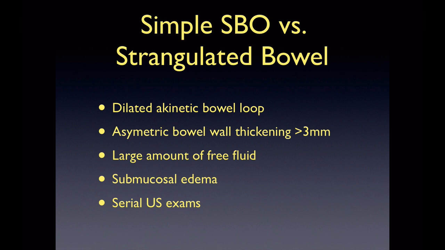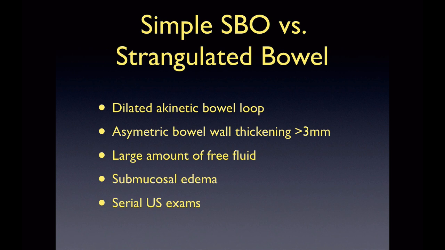According to a study by Ogata et al., abdominal ultrasound is also useful in evaluating for bowel strangulation. Ultrasound findings suggestive of strangulated bowel include dilated akinetic bowel loop, asymmetric bowel wall thickening greater than 3 millimeters, large amount of free fluid between the loops of bowel, and submucosal edema. These findings are going to warrant serial ultrasound exams to look for increasing free fluid or submucosal edema, in addition to an emergent surgical consult.